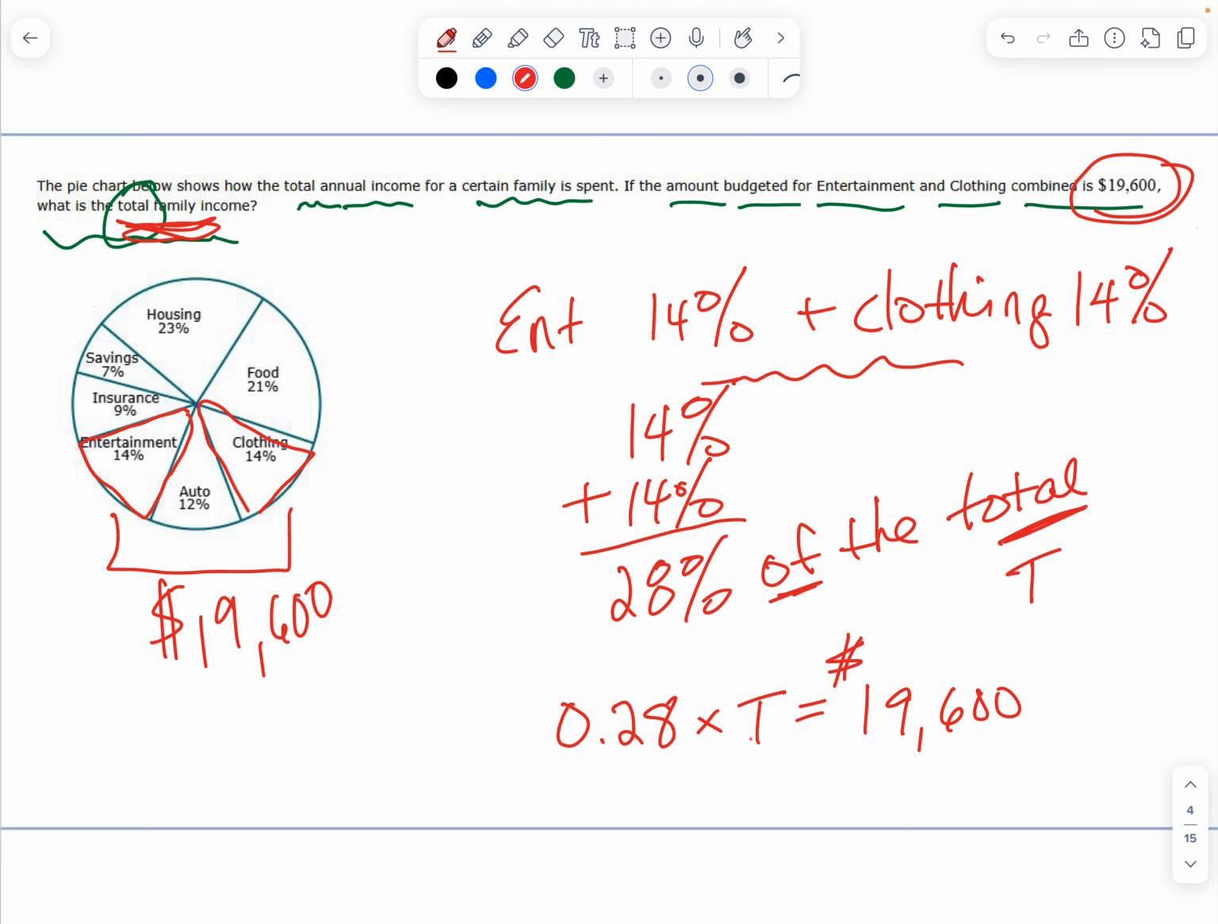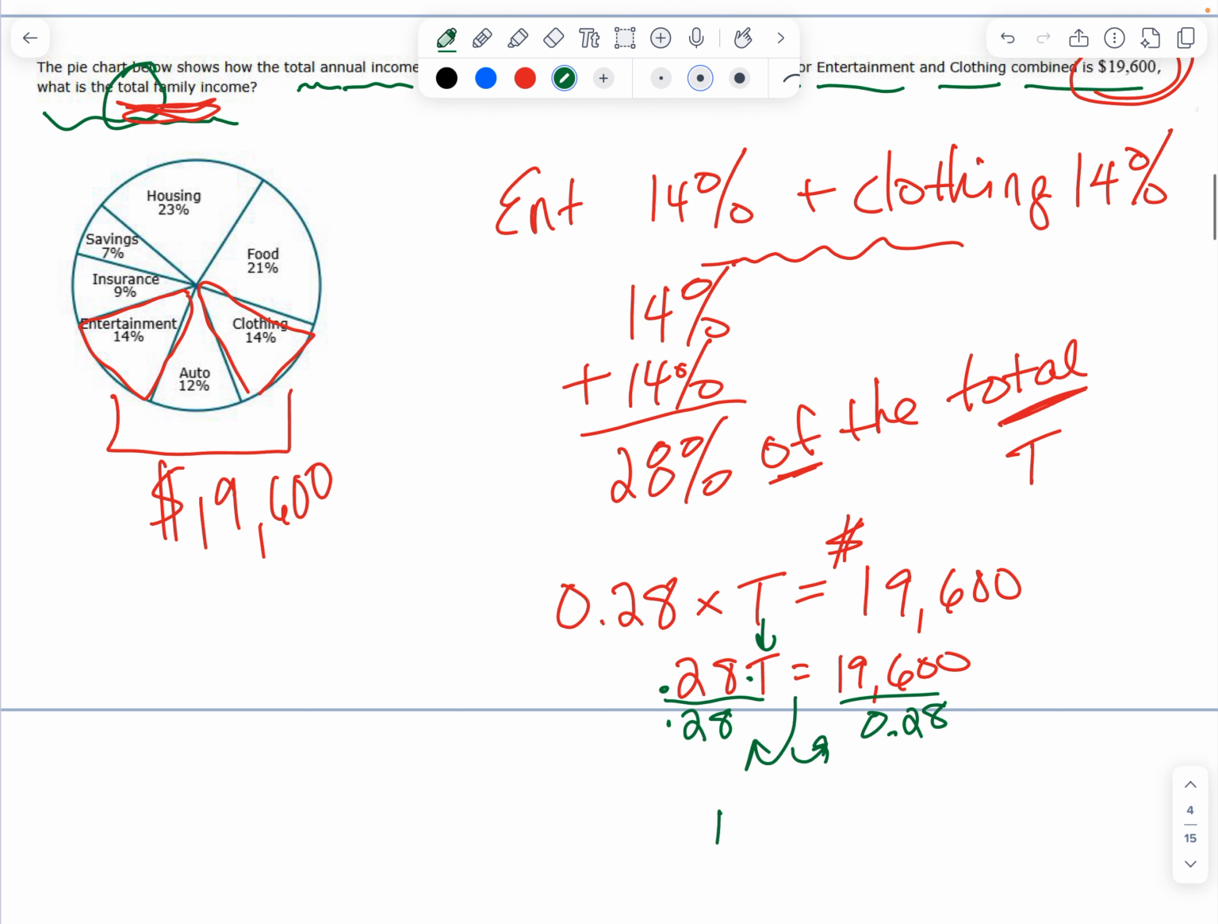0.28 times the total equals 19,600. You could even shrink this and call this 0.28t, just kind of snuggle that t up there next to the 0.28. Okay, and then we're in algebra land. How do we find this unknown total? Well, because 0.28 is multiplying times t, we can undo that with division. So we always undo multiplication with division. If we do it to this side of the equation, we must also do it to this side of the equation.